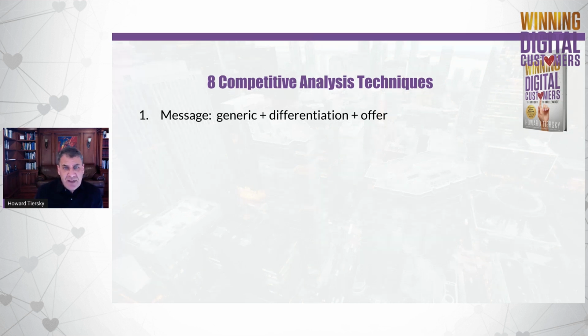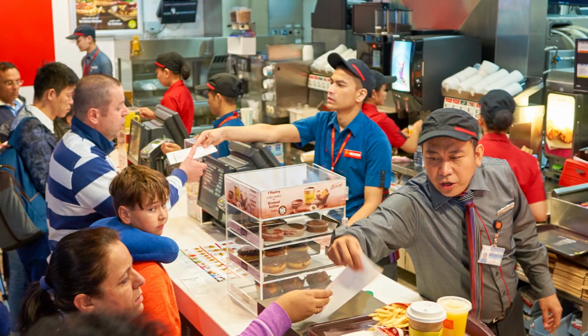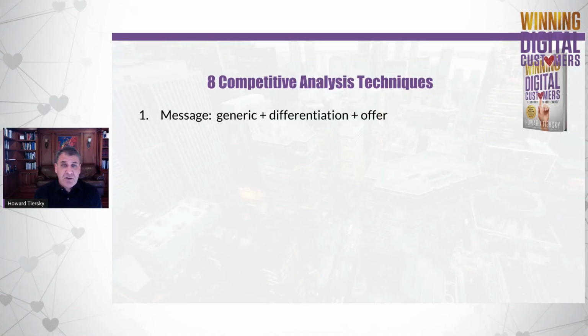The first thing I always advocate looking at is message. What is it that competitor is telling the market about themselves? And I like to think about message in a little model that I use, which is the generic message, the differentiation, and the offer. The generic message is, how are they categorizing themselves? For example, they're an airline, they're a fast food restaurant or a quick service restaurant, they're a grocery store. And it may very well be that the way they generically describe themselves is very similar to the way that you describe yourself, because they're direct competitors.